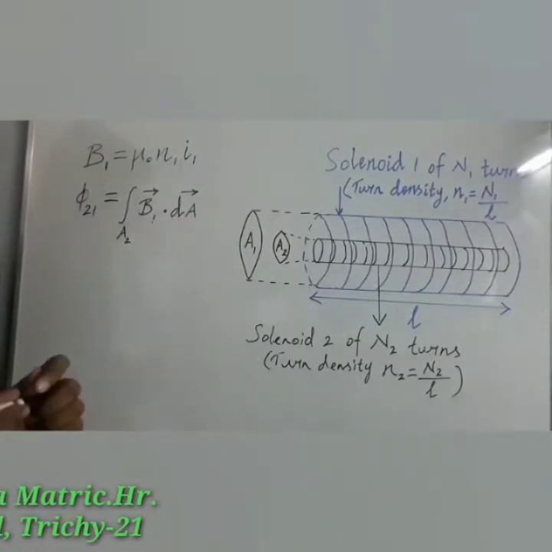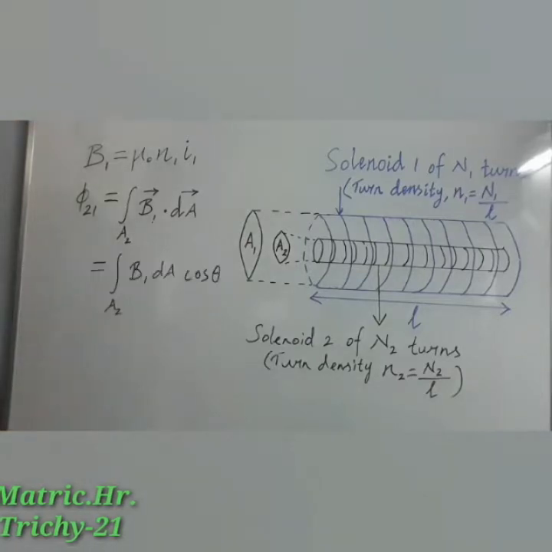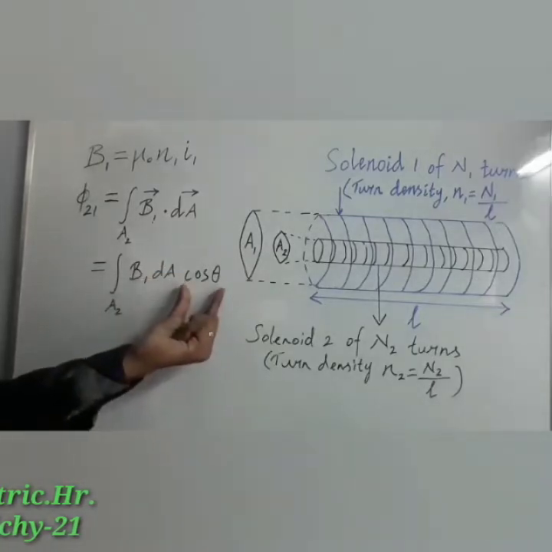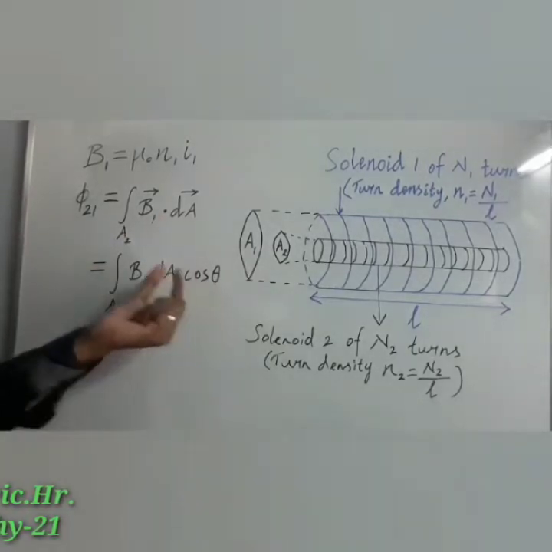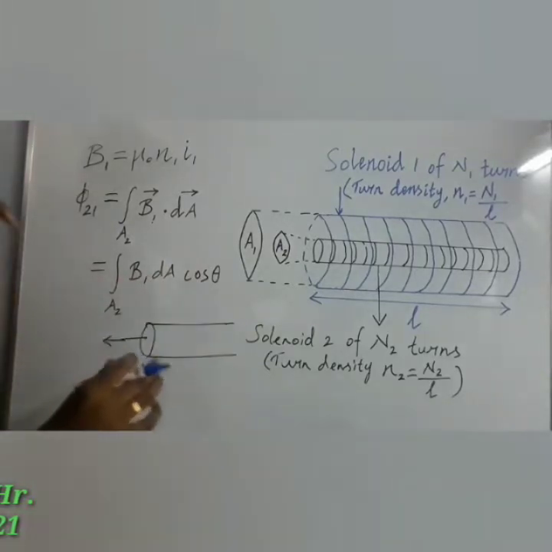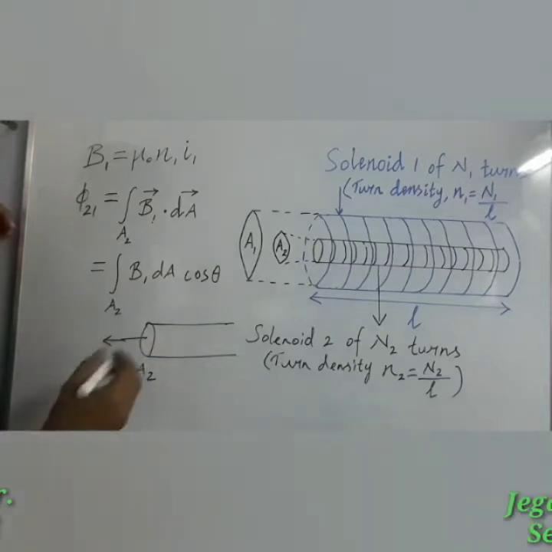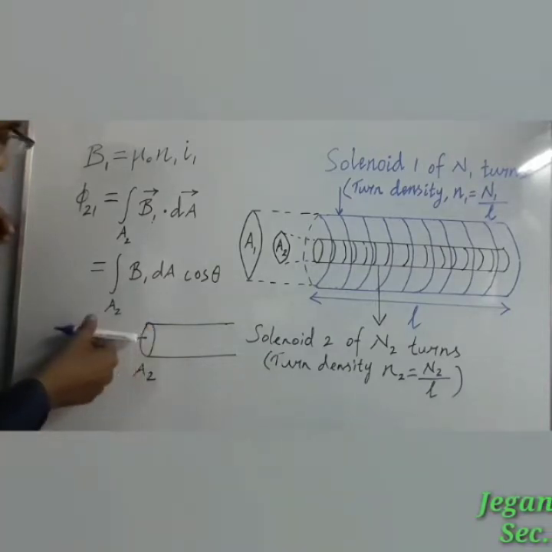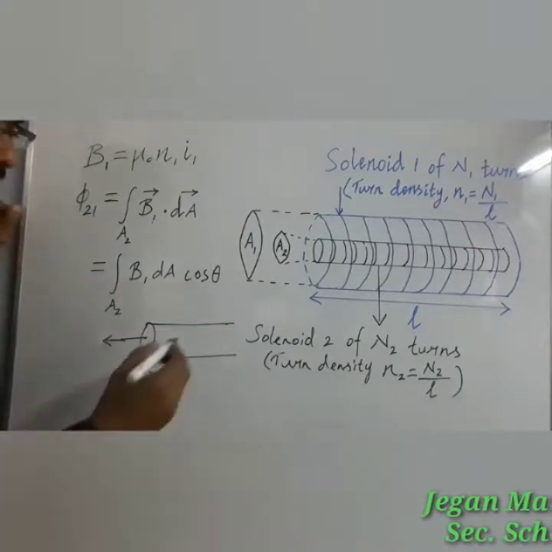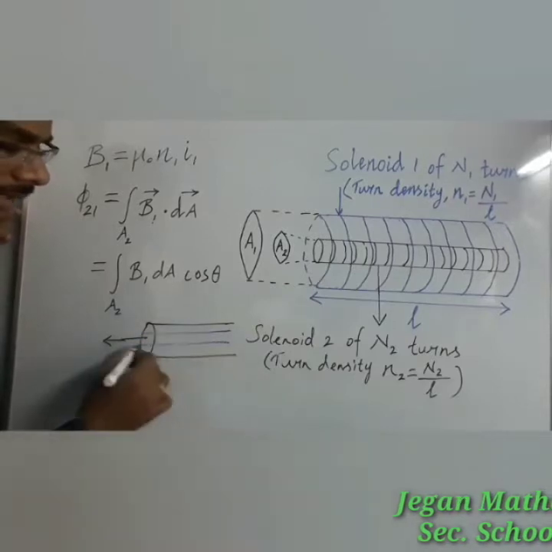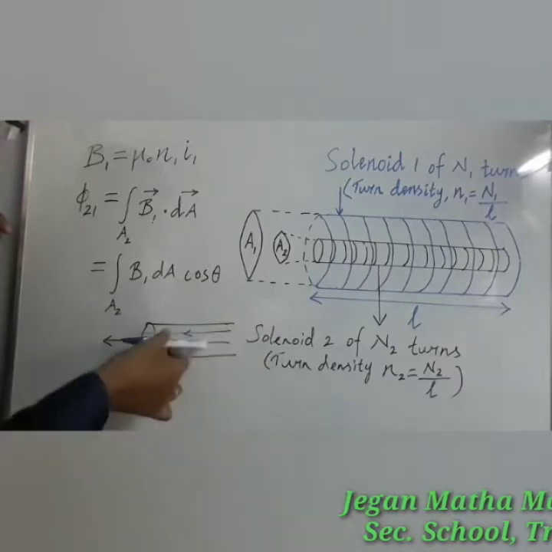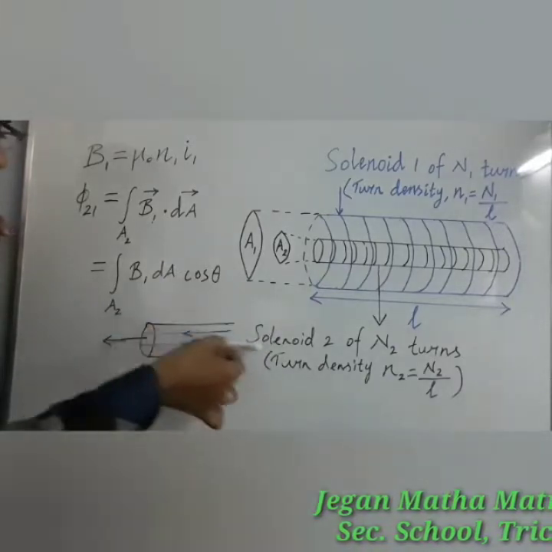It can be written as magnitude of B1 and magnitude of dA cos theta. Since we have used the dot product, we have to use cos theta. Here theta is the angle between the magnetic field line and the normal at the particular area. Here I have taken the second solenoid in cross-section. This arrow represents the normal at the area of the second solenoid. Here the field lines are also passing in the same direction, that is the direction of the magnetic field line within the area A2. Both are in the same direction.